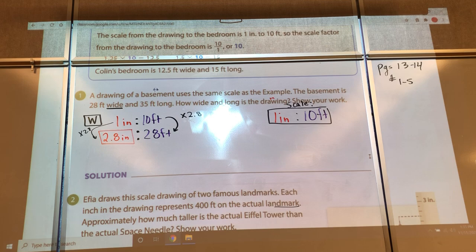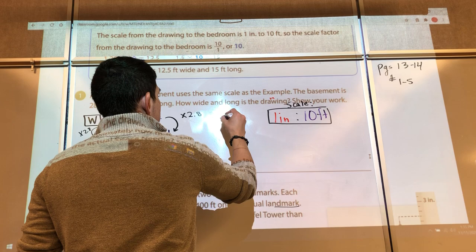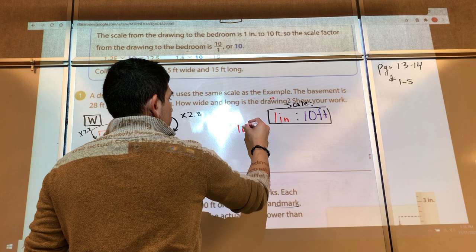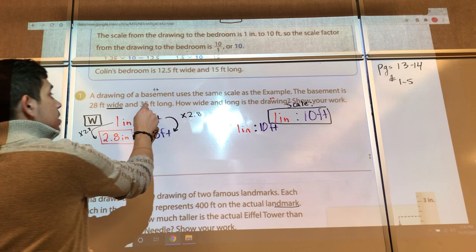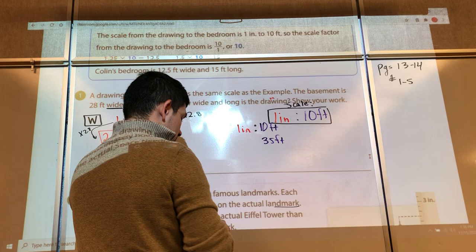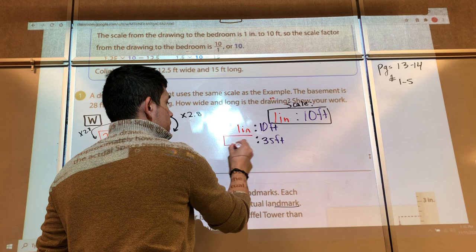Let's go ahead and do the length now. How long it is. Let's do the long length. I'm gonna write down 1 inch to 10 feet. And they're giving us 35 feet long, so I'm gonna write down 35 under here, because we keep our feet with our feet. And I do not know how many inches, but we're gonna find out right now.